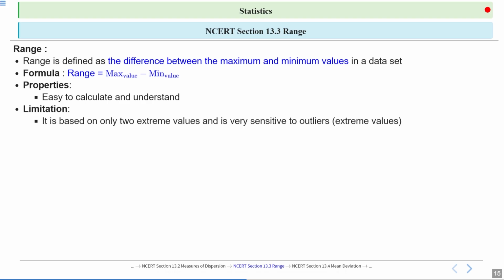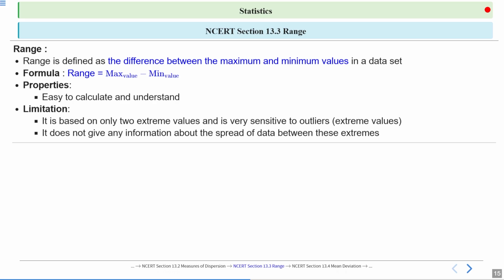So it is based on only two extreme values and is very sensitive to outliers. Another limitation is that it does not give any information about the spread of data between these extremes. So these are some limitations of range.